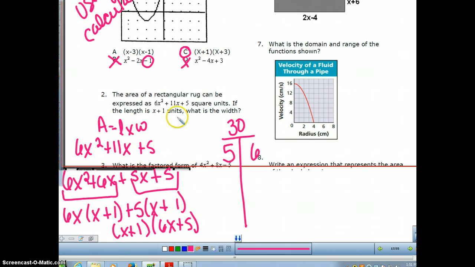So what is the width? 6x plus 5. So that means the width is bigger than the length, or longer than the length. Does it really? That really depends on what x is, doesn't it? No, you were right. Wait, what's the length? Does it matter? When you're multiplying things together, does it matter?